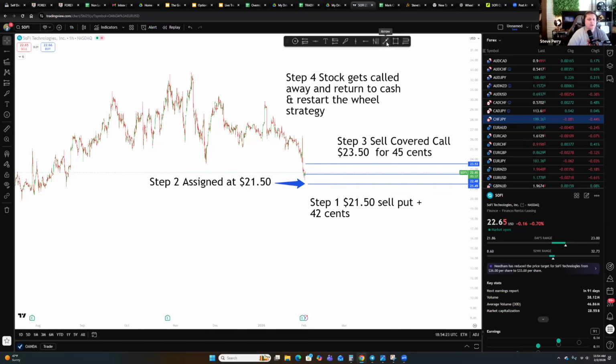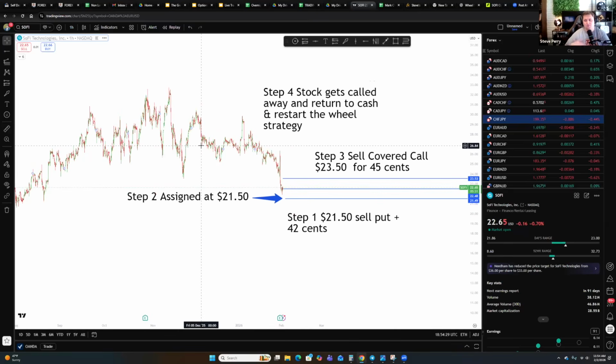But ideally, you just keep selling puts, because if you never get assigned and every week the put option just expires worthless, you're just going to keep selling puts, right? So that's what we're going to do right now.